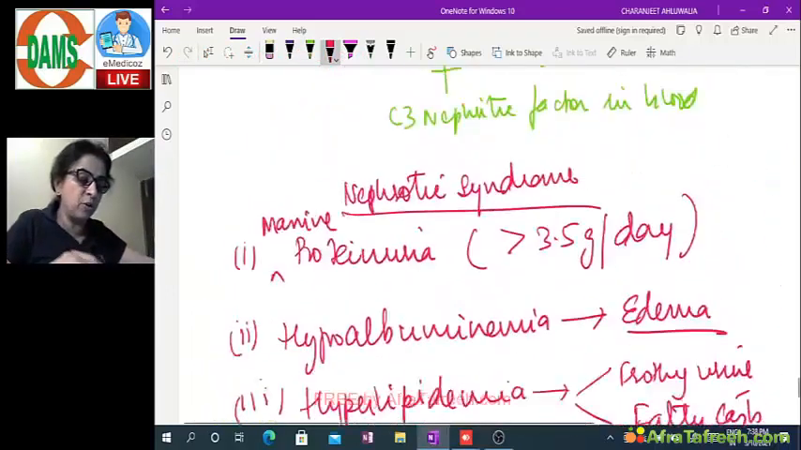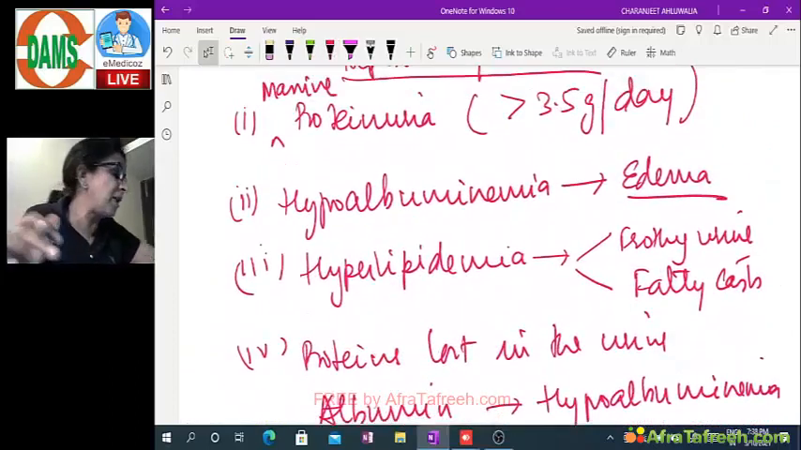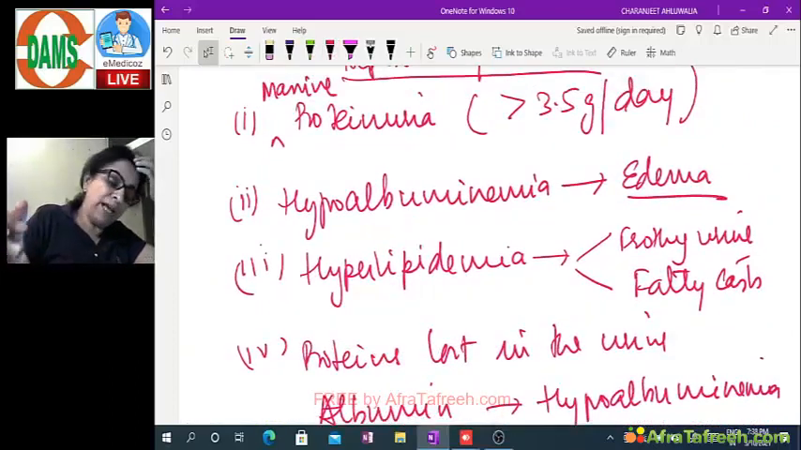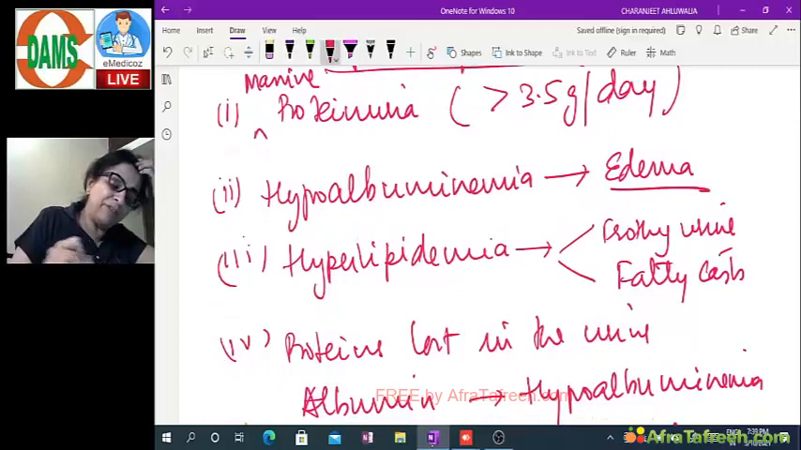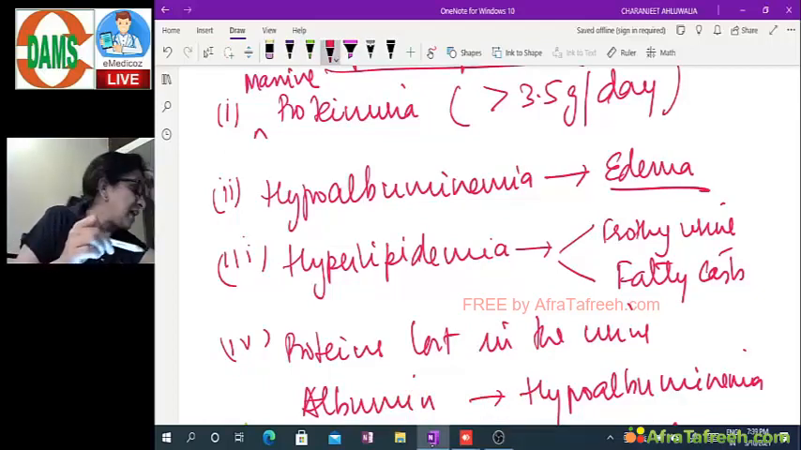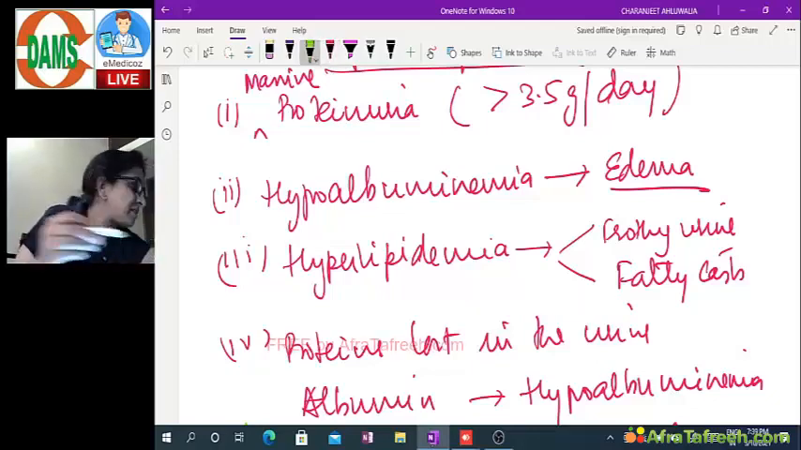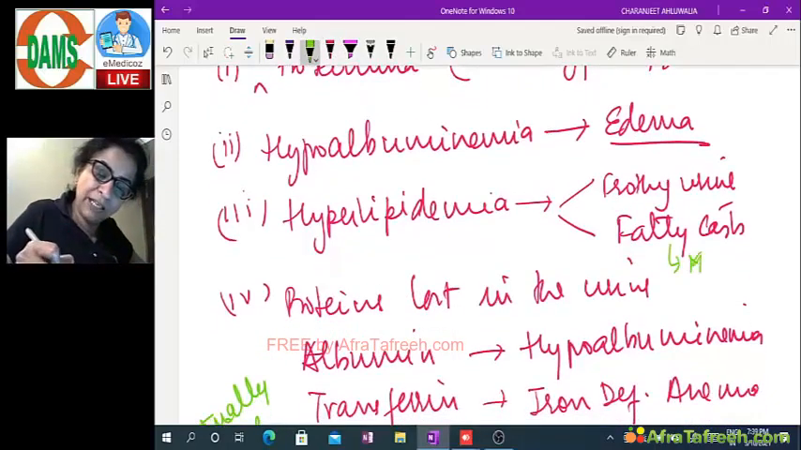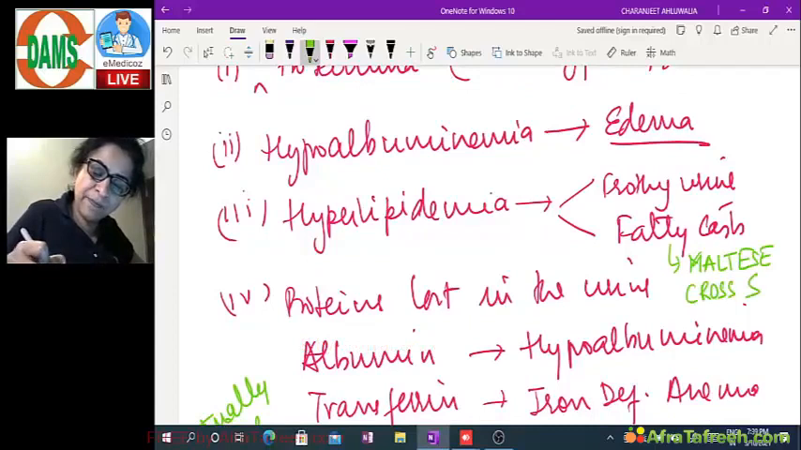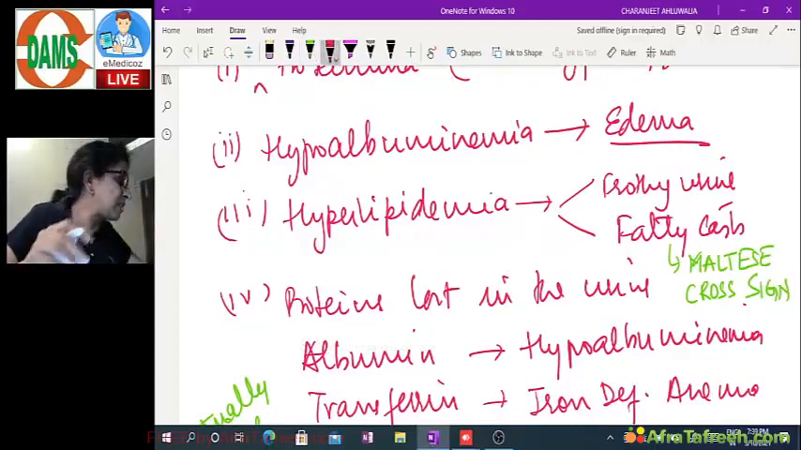So this is nephrotic syndrome. Features of nephrotic syndrome: massive proteinuria. How much protein is lost in the urine? More than 3.5 grams per day. Hypoalbuminemia, which leads to edema. Hyperlipidemia, because proteins are not there, so more lipids are synthesized. So urine becomes frothy and there are fatty casts in the urine. And these fatty casts produce the characteristic Maltese cross sign.